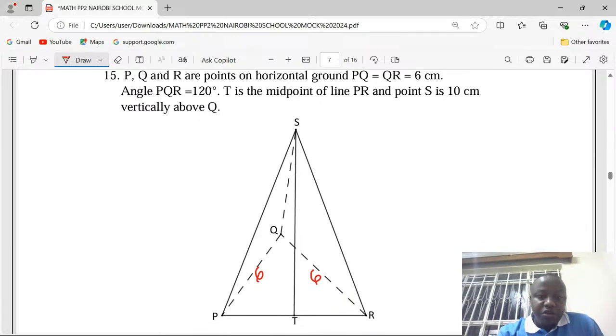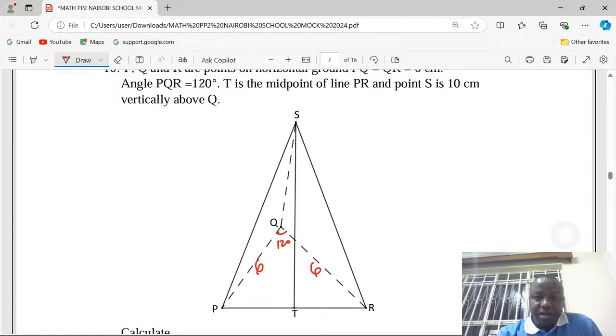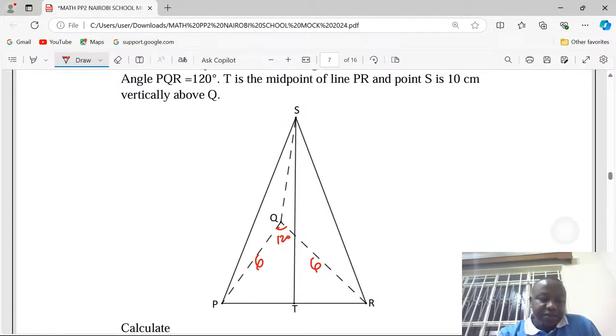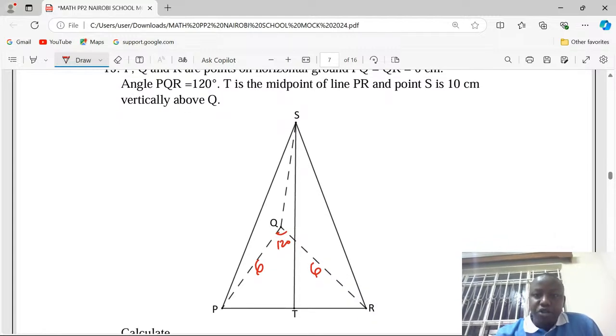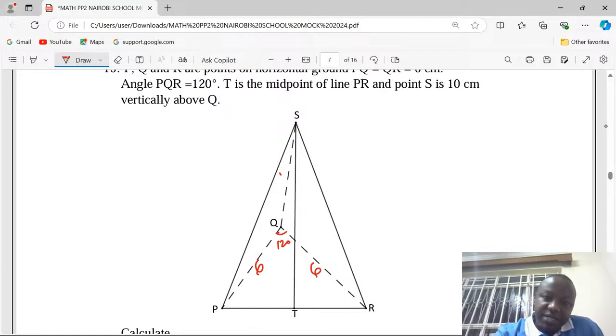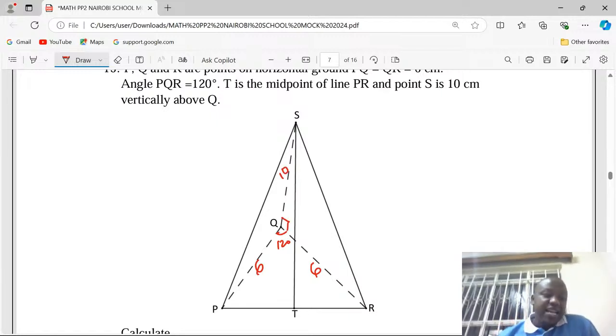Angle PQR, the angle at this point is 120. Then T is the mid of PR, as you can see where it is located. And point S is 10 centimeters vertically above Q. So we have 10 centimeters here. If it is vertically above, then it implies that we have 90 degrees at that point.